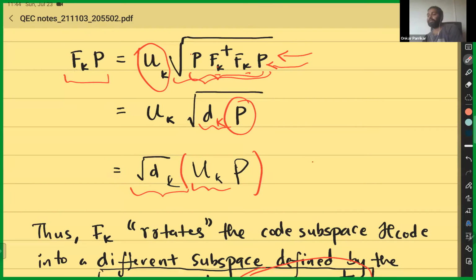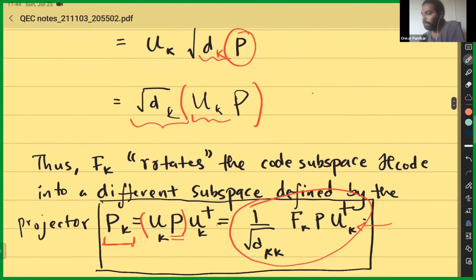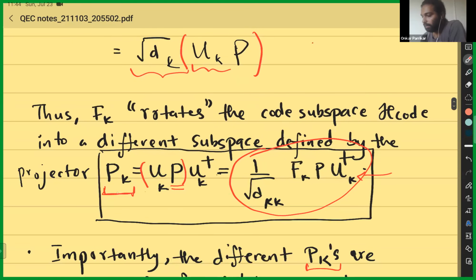There is a unitary matrix u_k which acts on the code subspace projector, so it just rotates this projector into a different projector. In particular, that different projector is the boxed equation here. The new projector P_k is a projector on the new code subspace, the image of the code subspace under the action of f_k. It's nothing but a rotation of the initial code subspace.